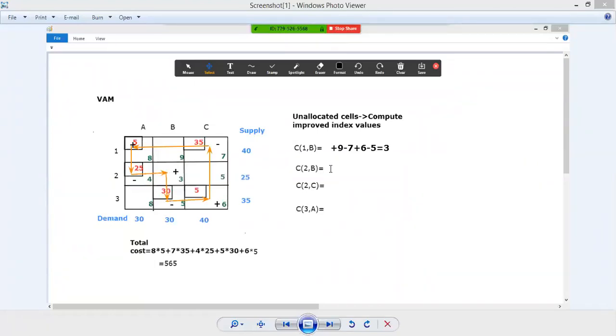Now again compute the net cost for this particular cell. So it is plus 3 minus 5 plus 6 minus 7 plus 8 minus 4, which will be equal to 1.